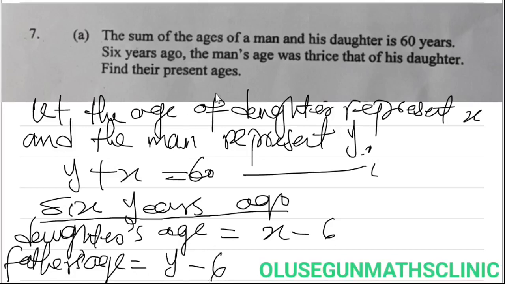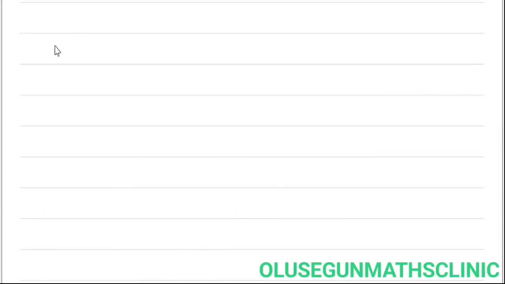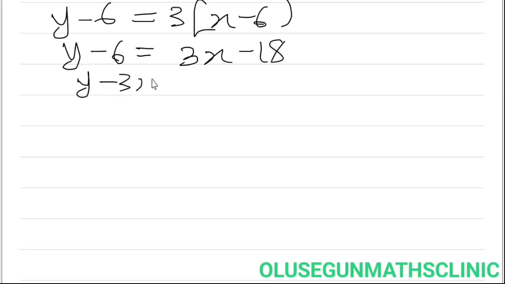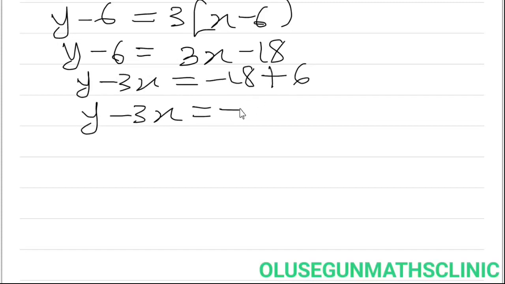But there's some statement mentioned. He said the man's age was twice that of his daughter. Therefore, the man's age is twice that of his daughter, so it is 2 times x minus 6. Therefore, we have y minus 2x is equal to minus 12. So y minus 3x is equal to minus 12. So we call this equation 2.